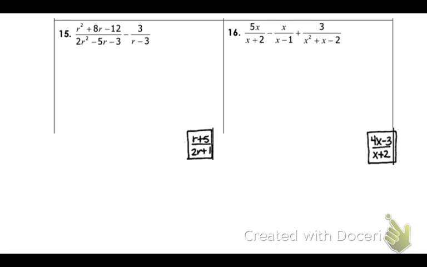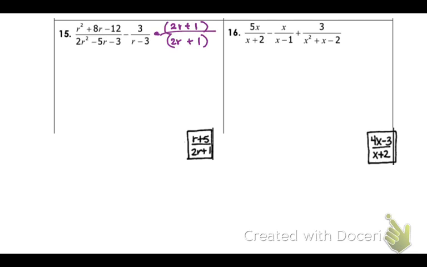Okay, so for 15, we need to turn this r minus 3 into 2r squared minus 5r minus 3. So I'm going to multiply. r times 2r will give me 2r squared. Negative 3 times a positive 1 will give me a negative 3. So 2r plus 1.